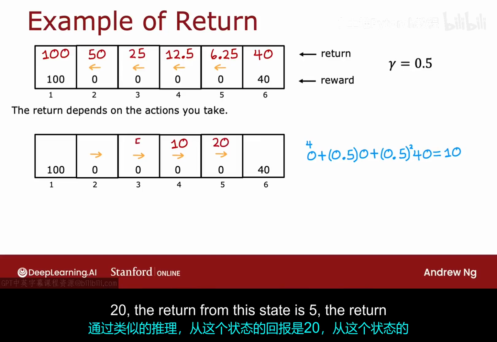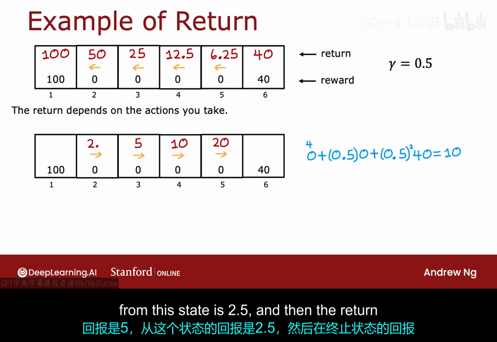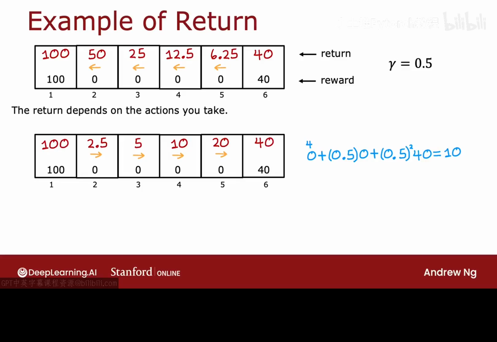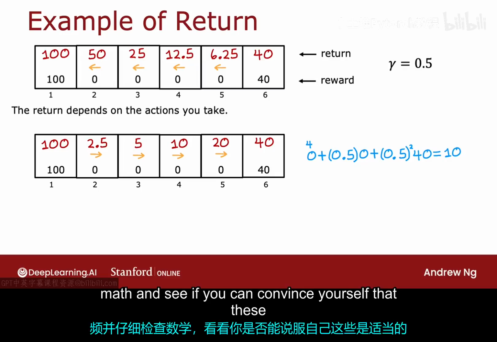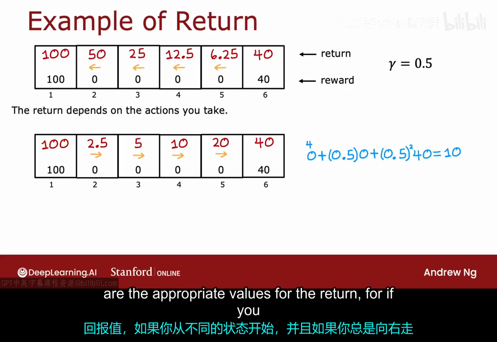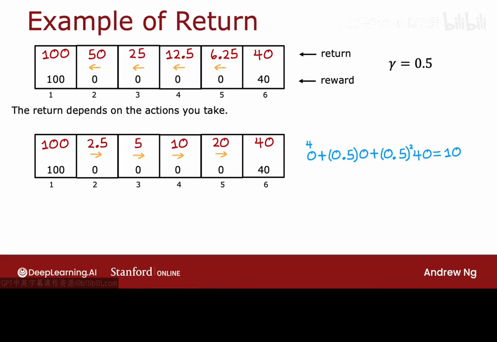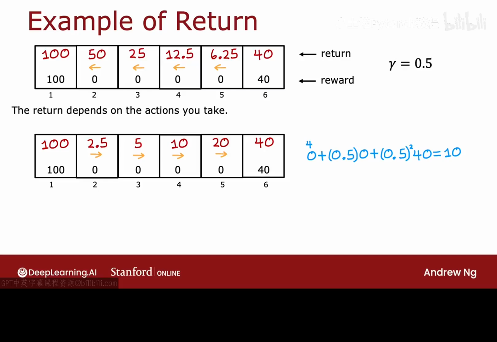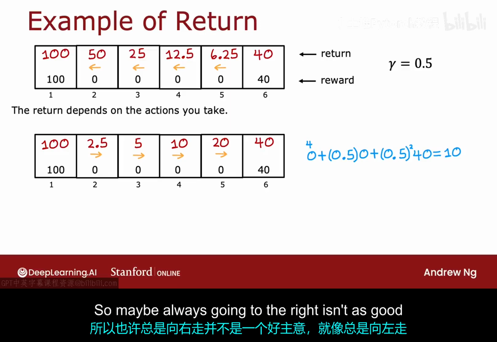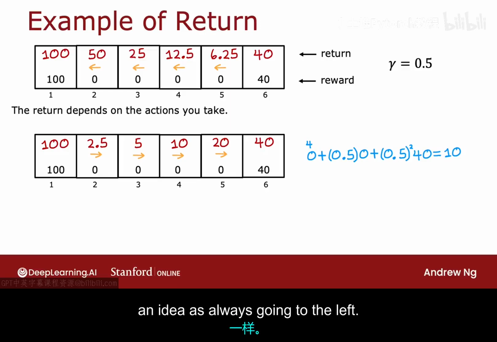The return from this state is 5. The return from this state is 2.5. And then the return at the terminal state is 140. By the way, if these numbers don't fully make sense, feel free to pause the video and double check the math and see if you can convince yourself that these are the appropriate values for the return if you start from different states and if you were to always go to the right. And so we see that if we were to always go to the right, the return you expect to get is lower from most states. So maybe always going to the right isn't as good an idea as always going to the left.